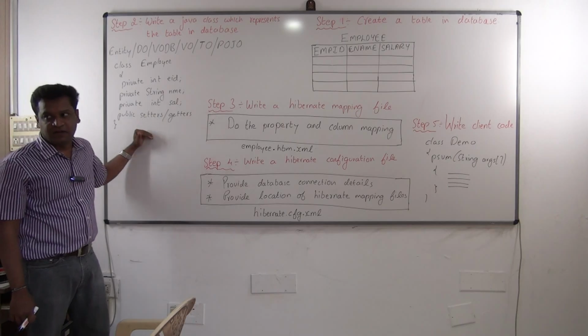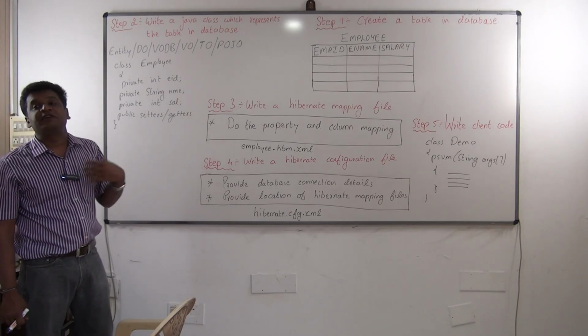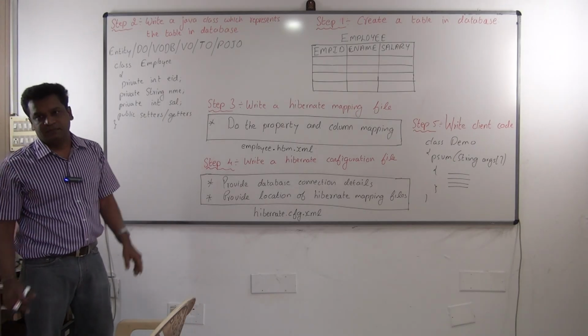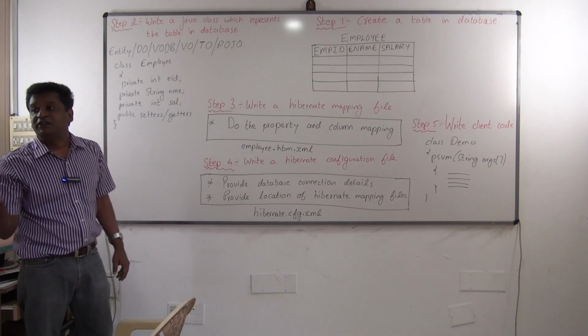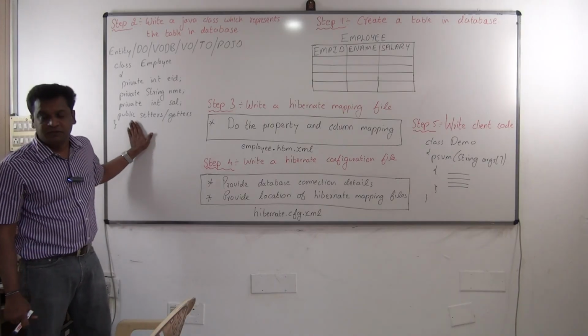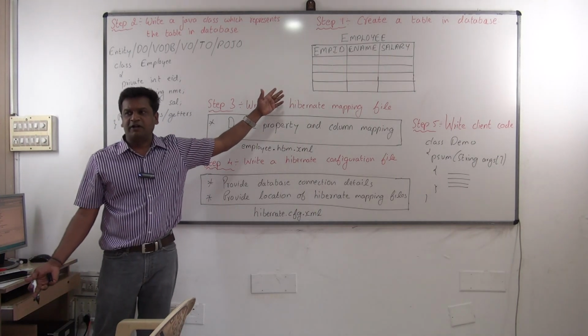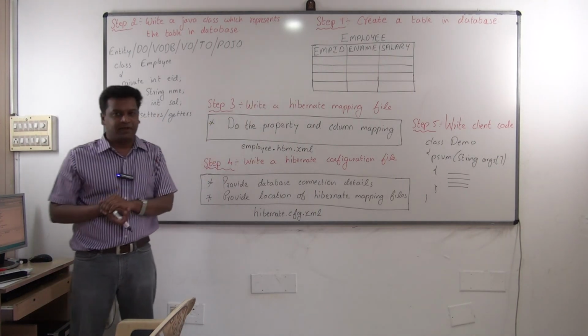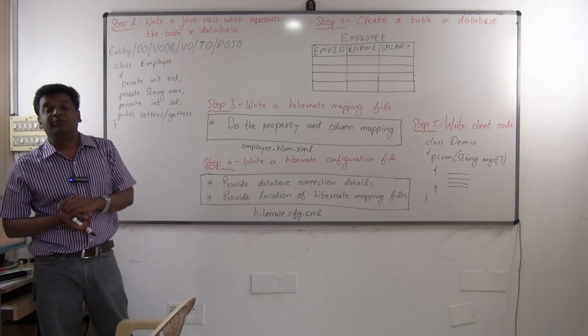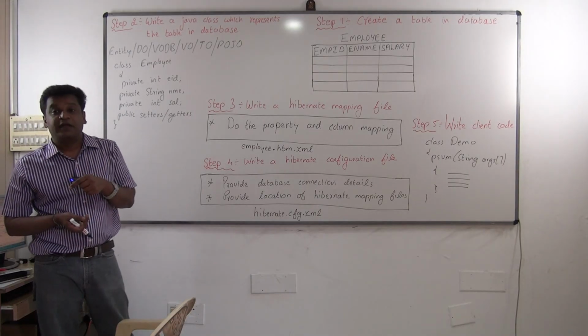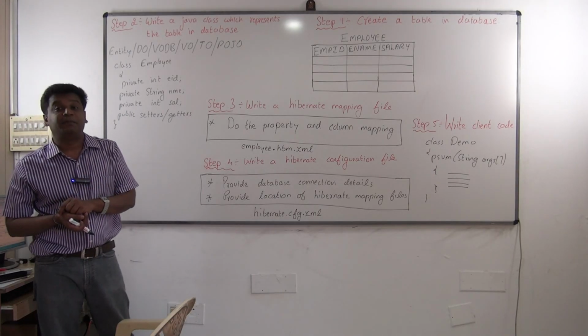You have to write the Java class. Then next, step number 3 is what? You have to do ORM, Object Relational Mapping. You have got an object now, and then you have the relational database also. Clear? MySQL is nothing but a relational database. So you have to do the mapping. For doing the mapping, we'll use one more file called an HBM file, the Hibernate Mapping file.